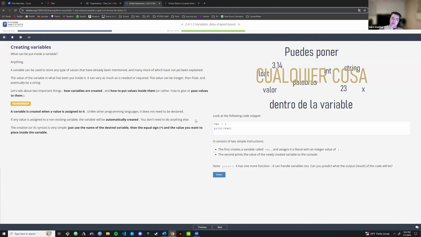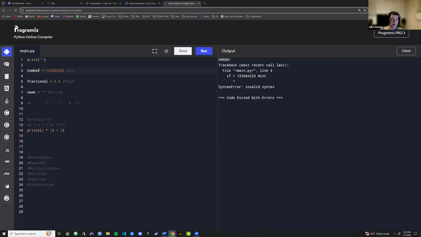So as we saw before, we can put mostly anything inside of a variable. We can put data types inside of variables. Variables are very powerful. They can be used to store any type of values that we've mentioned, and many more actually, which we haven't explained. The value of the variable is what has been put inside of it. So the value of this variable is this number. It's pretty simple.